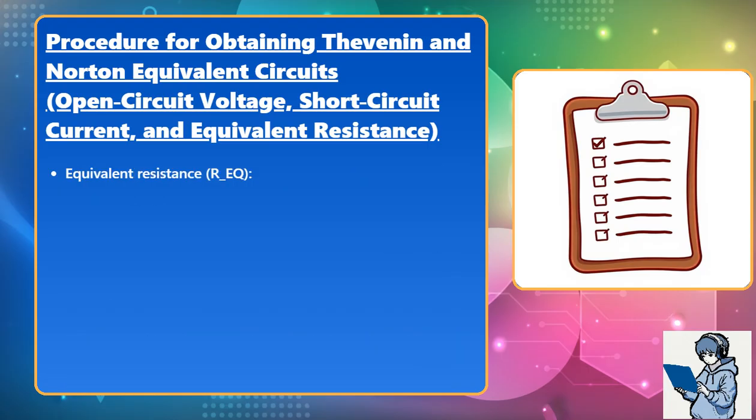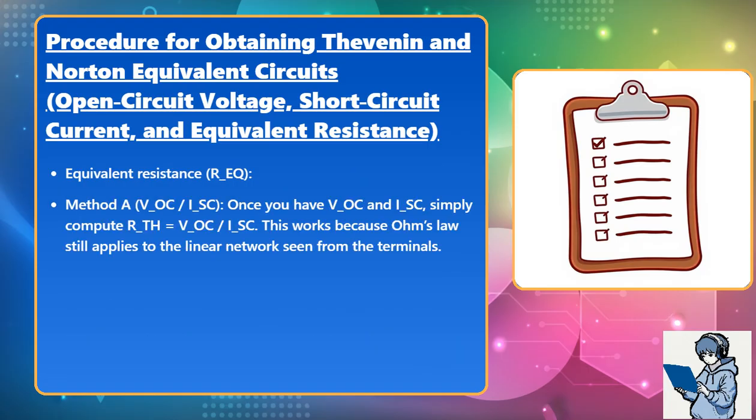Equivalent resistance REQ, method of VOC over ISC. Once you have VOC and ISC, simply compute RTH equals VOC divided by ISC. This works because Ohm's law still applies to the linear network seen from the terminals.